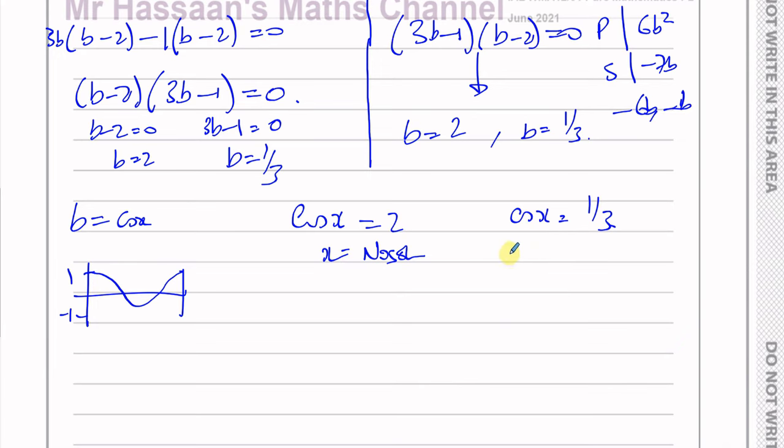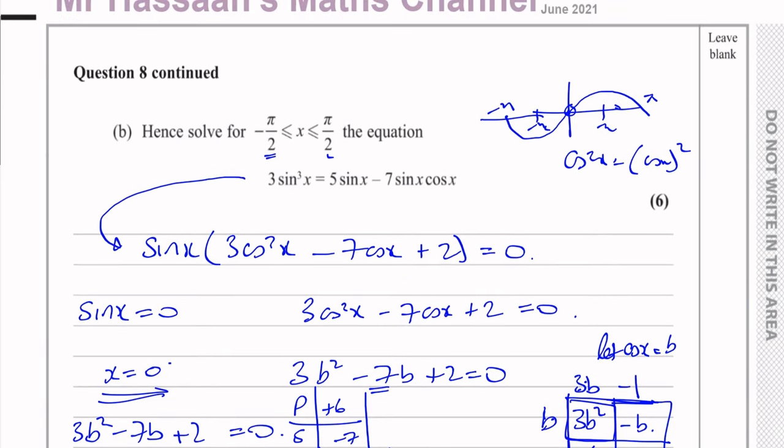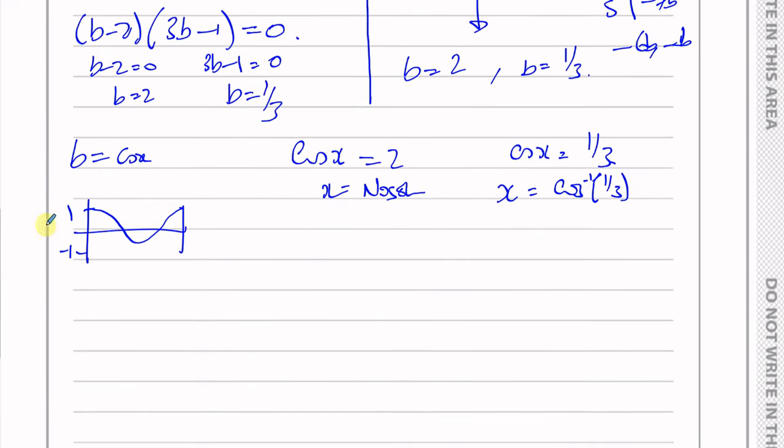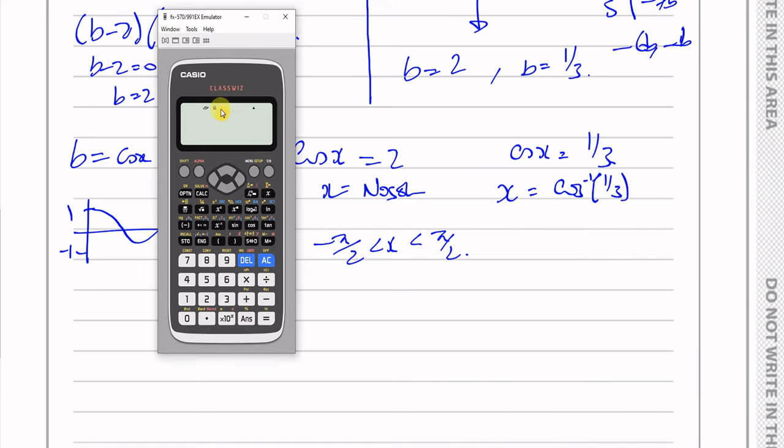But for this one, you're going to press the inverse cosine of 1/3, and that will give us our values. But remember, we have to choose the values between minus pi over 2 and pi over 2. Remember, that was our limits, minus pi over 2 and pi over 2. So I'm going to find inverse cosine of 1/3. It's in radian mode already. Inverse cosine of 1/3.